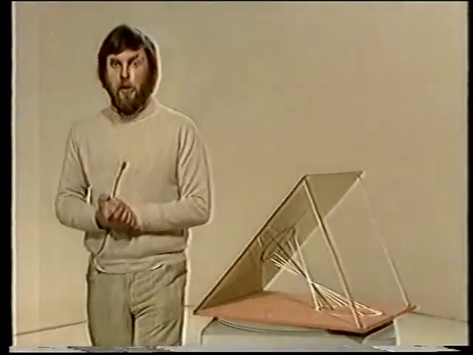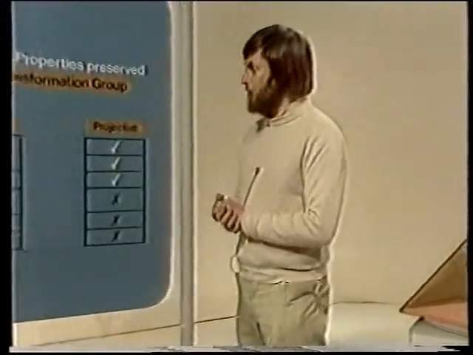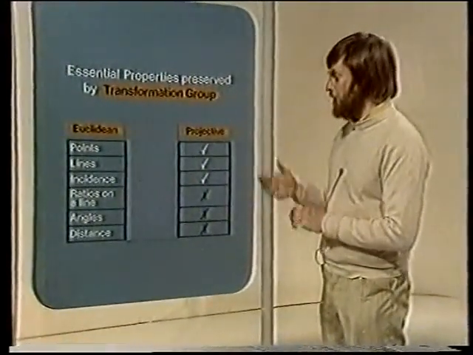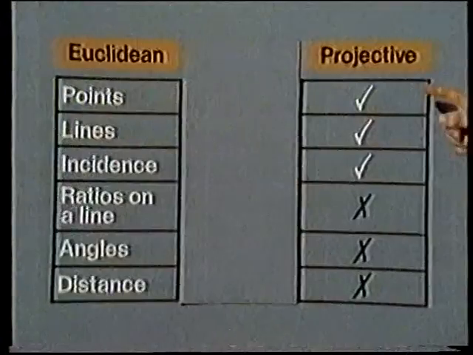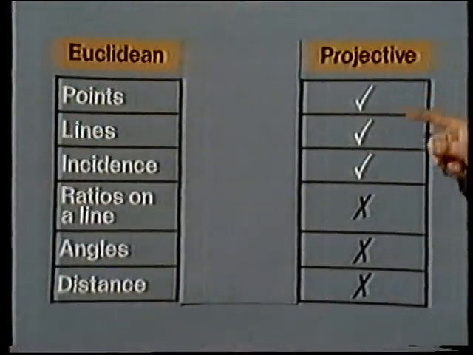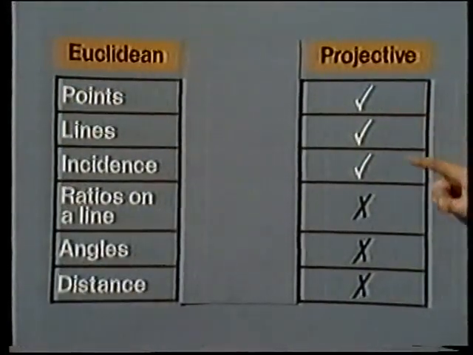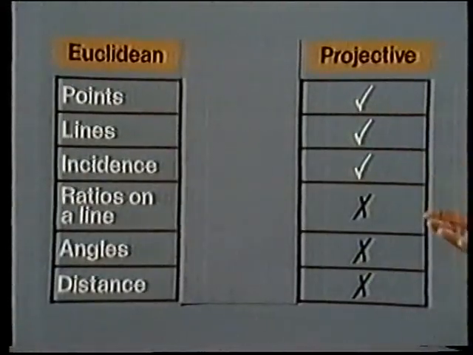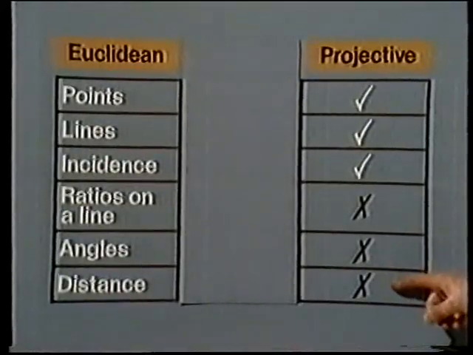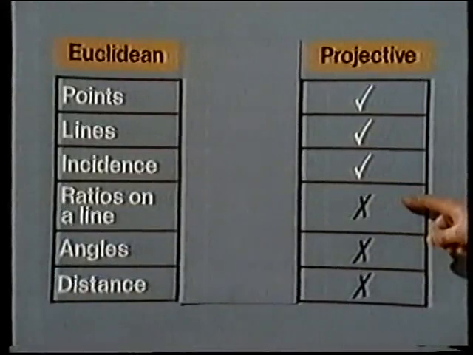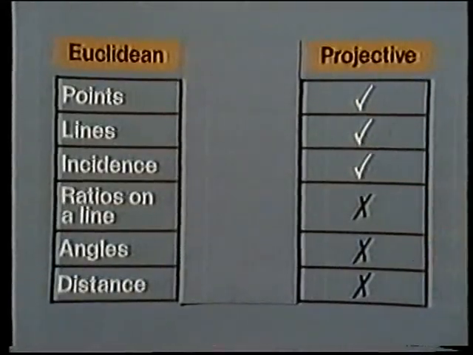So when we compare the properties preserved by projective transformations with those preserved by Euclidean transformations, this is what we get. Points map to points, lines map to lines, and a point lying on a line, or incident with a line, maps to a point on a line. But this time, distances aren't preserved, ratios of distances aren't preserved, and as a matter of fact, neither are angles.